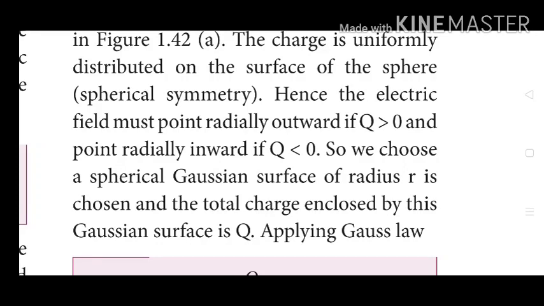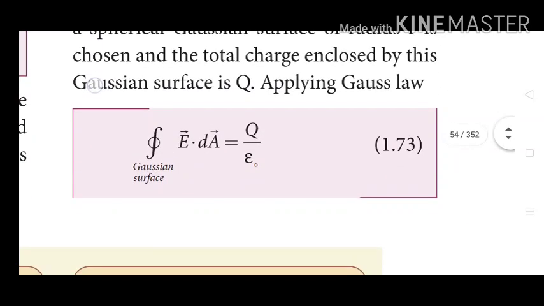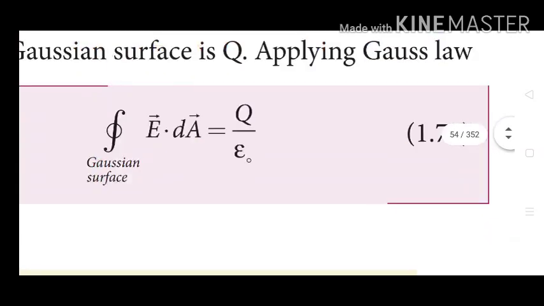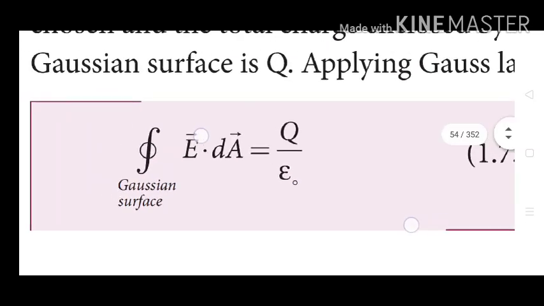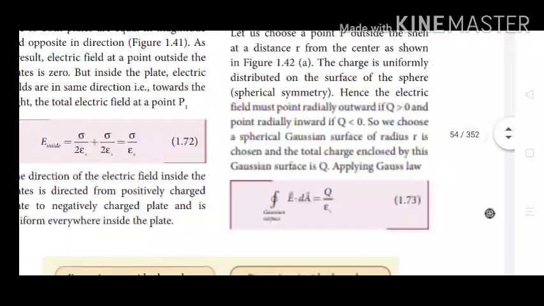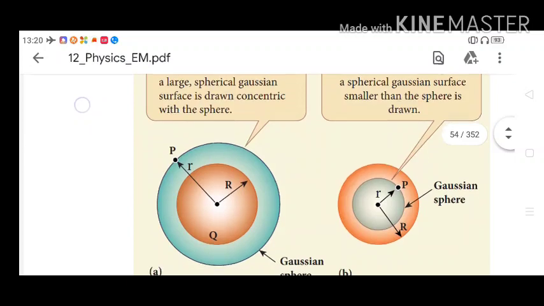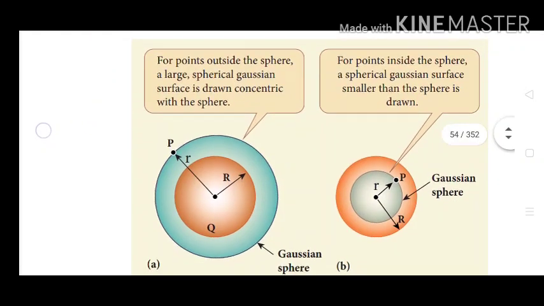So a spherical Gaussian surface of radius r is chosen, and the total charge enclosed by this Gaussian surface is capital Q. Applying Gauss law, closed integral over the Gaussian surface of E vector dot dA vector is equal to Q by epsilon naught. Children, last topic we studied about Gauss law. So see the diagram, children.